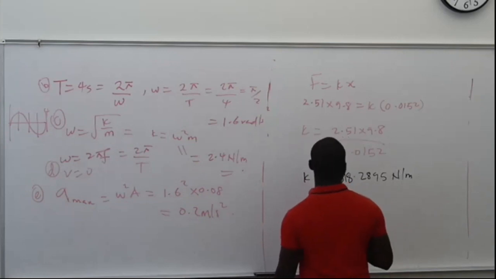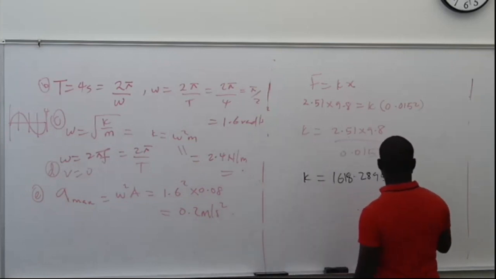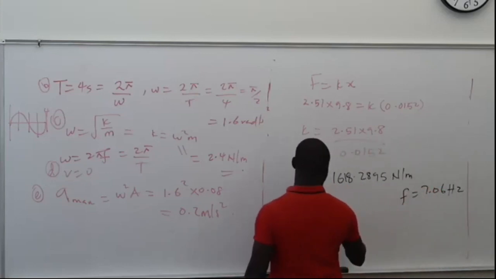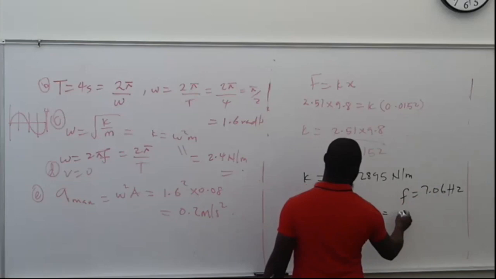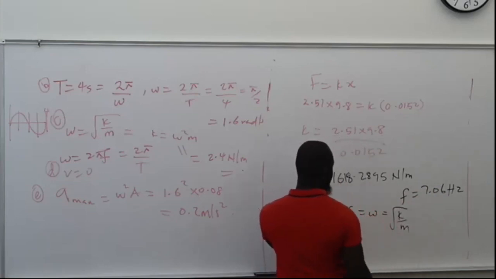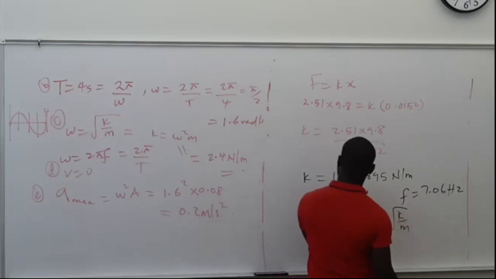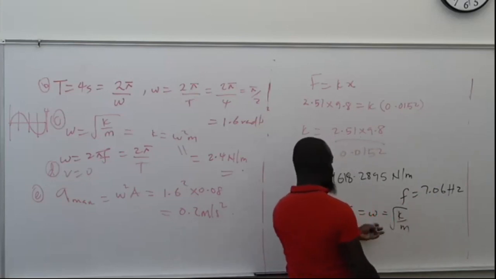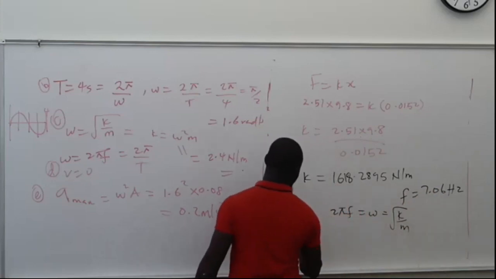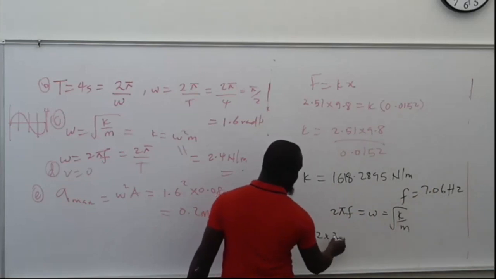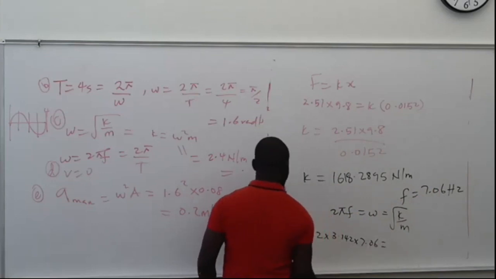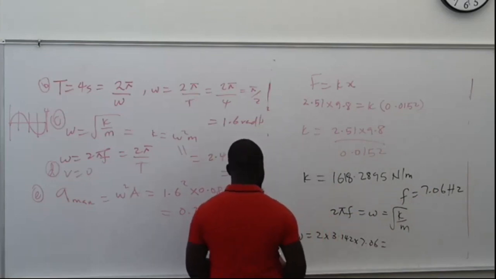They're asking us to find the mass that will give it a frequency of 7.06 hertz. We know 2 pi times frequency is omega, and omega is the square root of K over M. We already have K, so we can find the mass that will give this frequency. That's how you do the problem. So omega is 2 times pi times 7.06. That gives you your omega. Let's get that first.